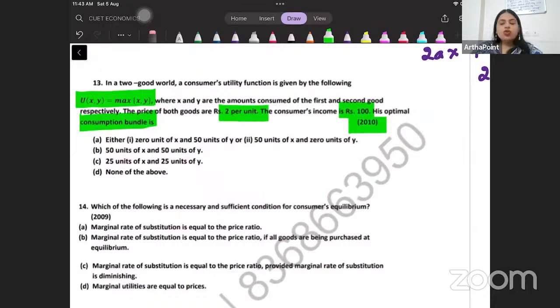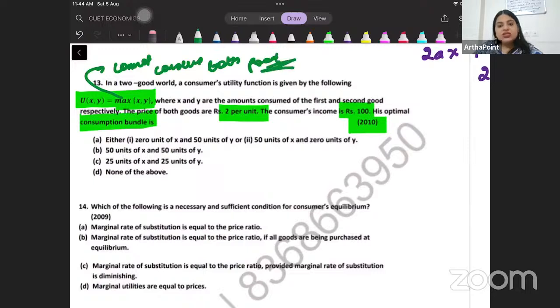We would have consumed the good which would have been cheaper. The one which is cheaper, we would have consumed that. But here the prices of both goods are the same. But it is a max function. In max function, you cannot consume both goods together.